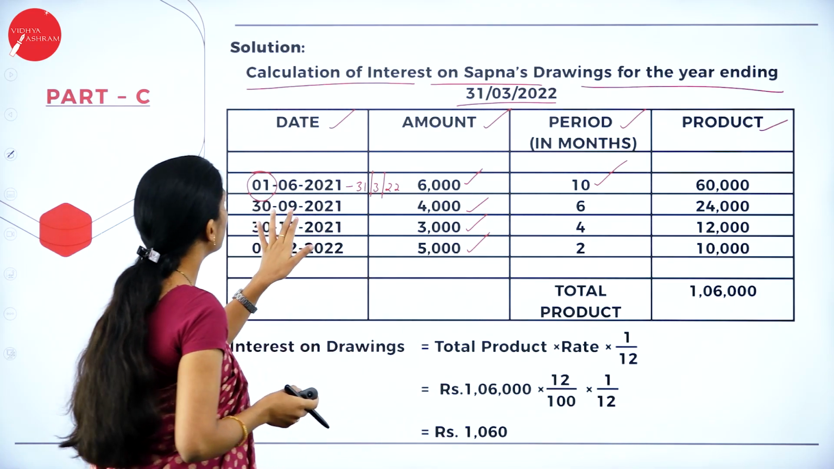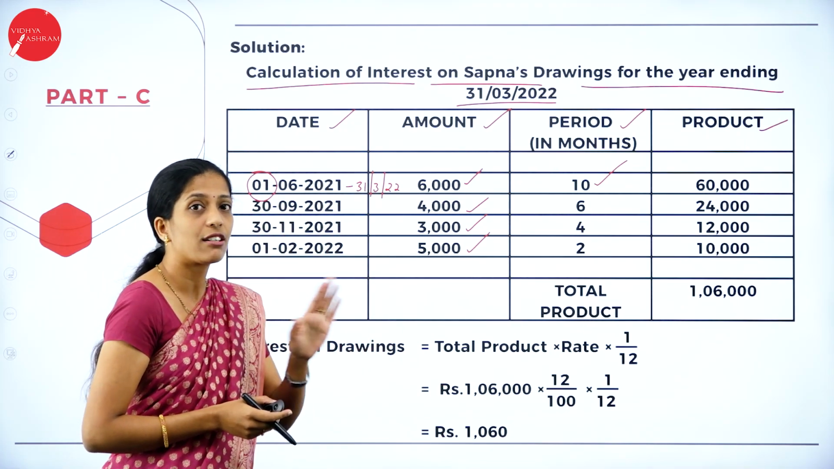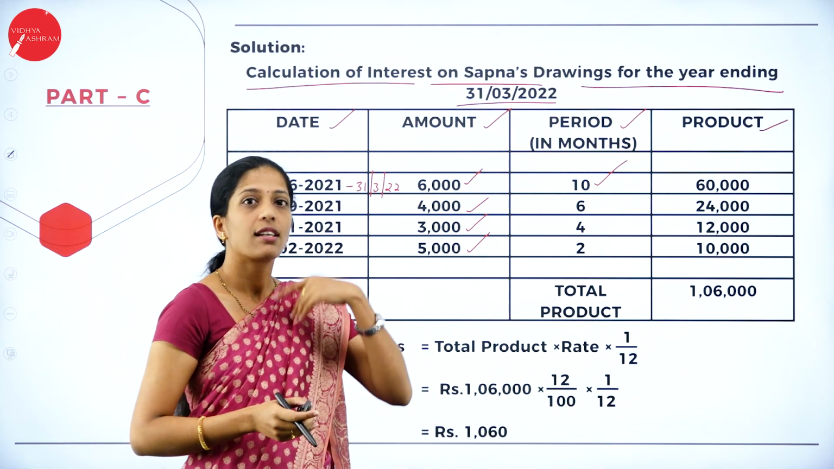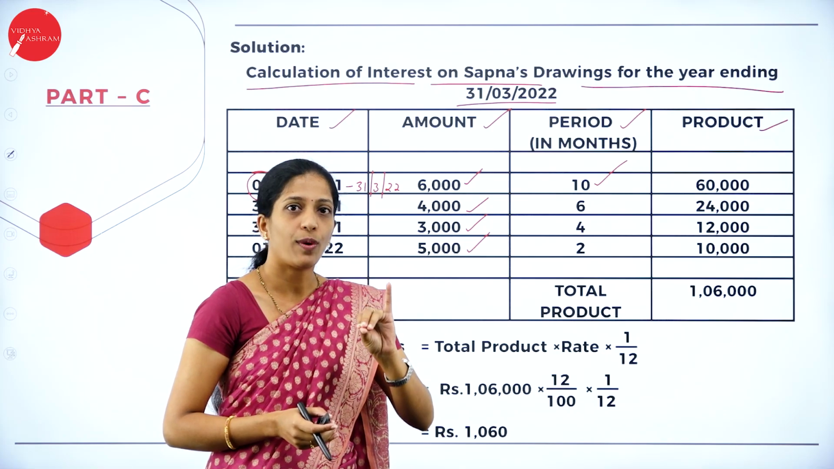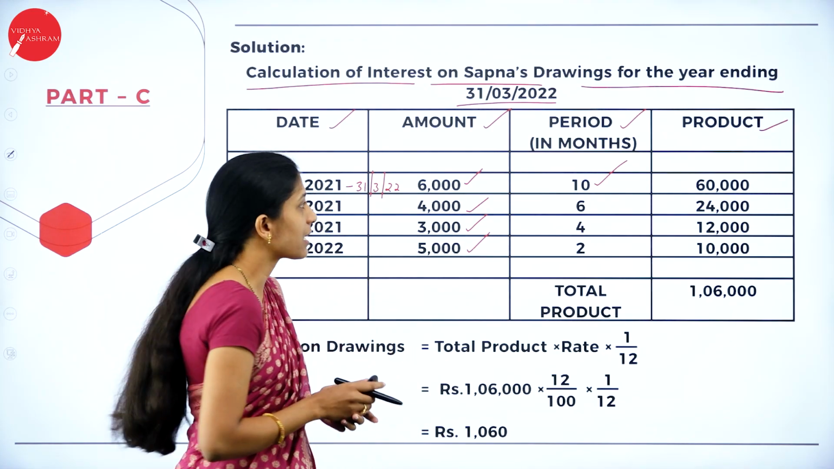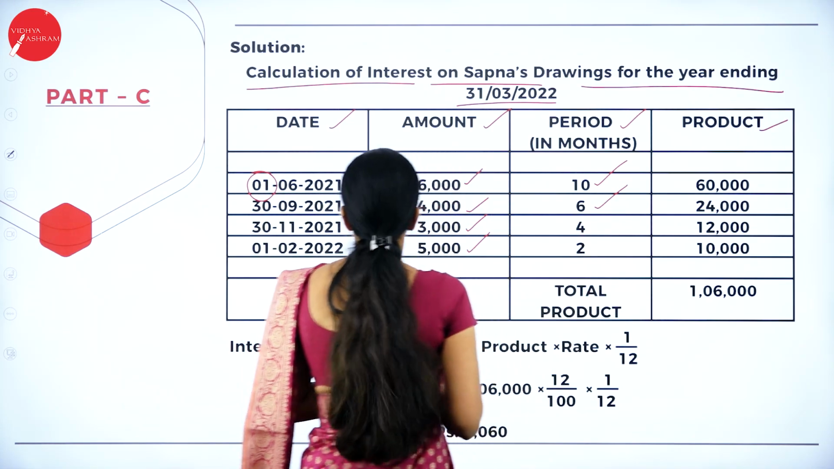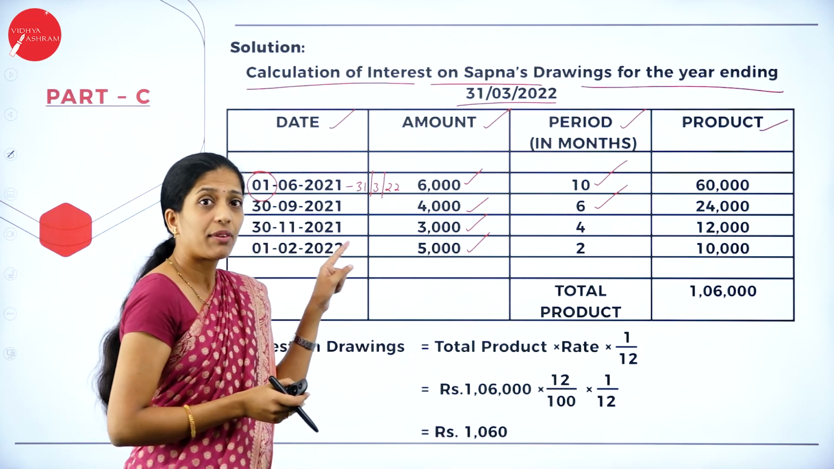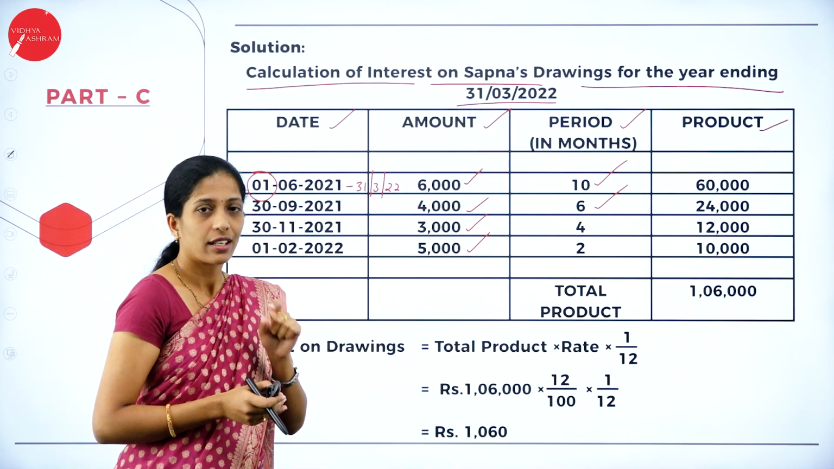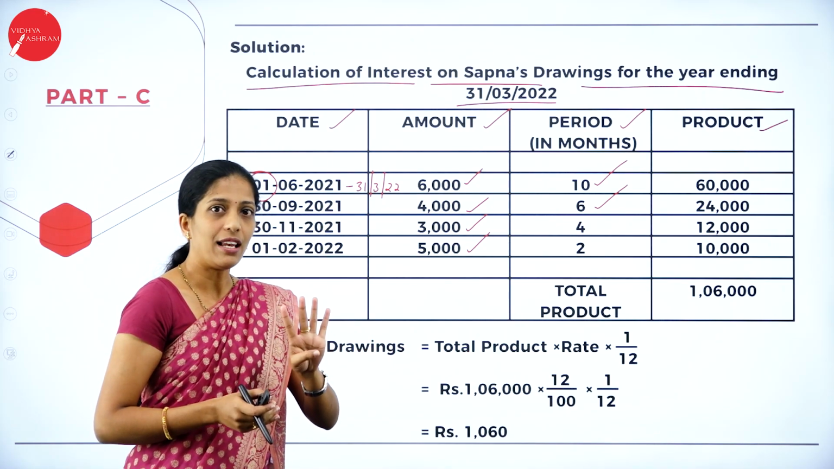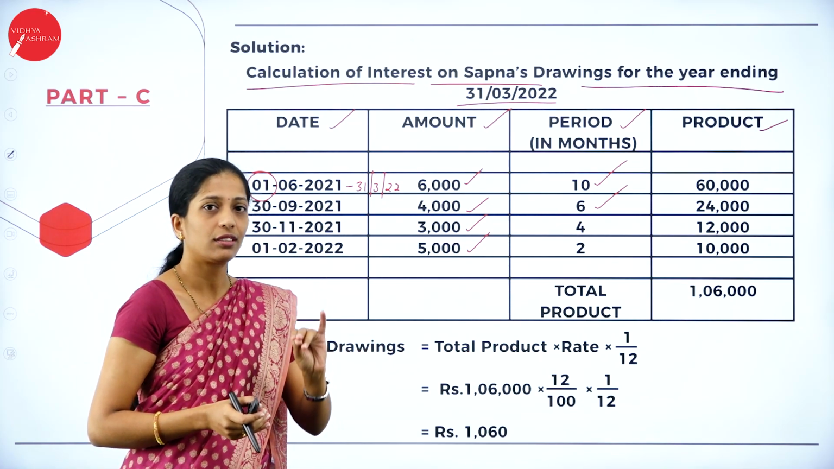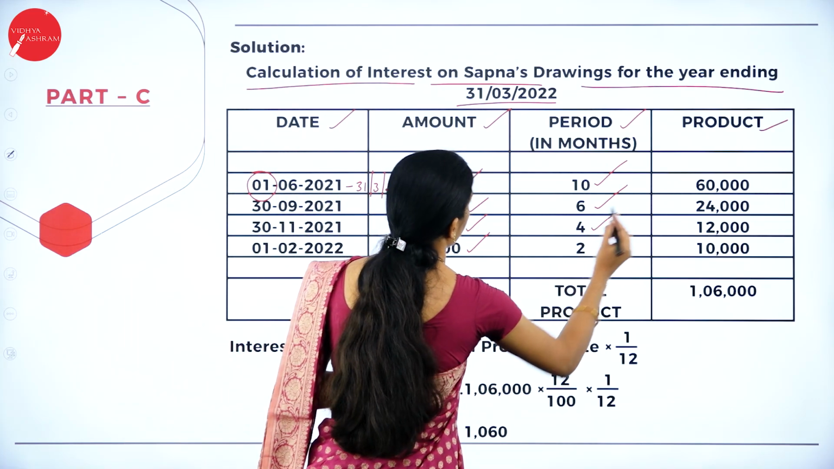Now, here they have given 30/9. So, you need not consider the 9th month. Count from the next month: 10, 11, 12, 1, 2, 3. 6 months. Next one, 30th 11. They have given end of 11th month. Correct? End of November. So leave November: 12, 1, 2, 3. 4 months.